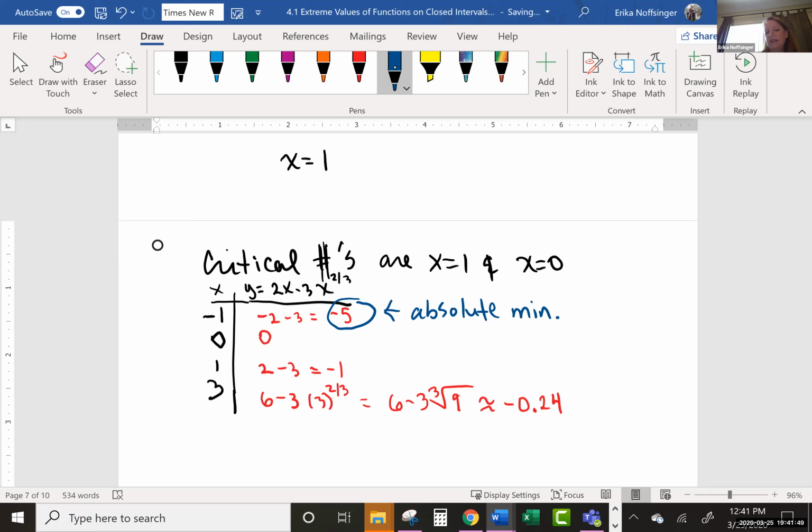And then looking at the largest y value that I get, well, 0 is the largest y value, everything else was negative. And so this is my absolute minimum. I'm sorry, maximum.